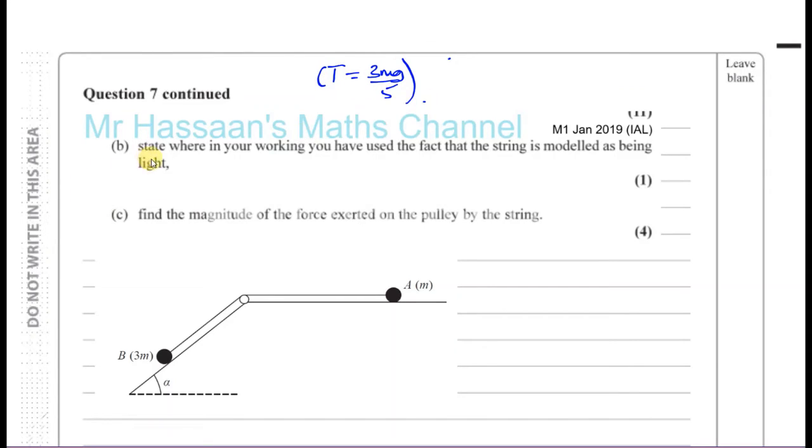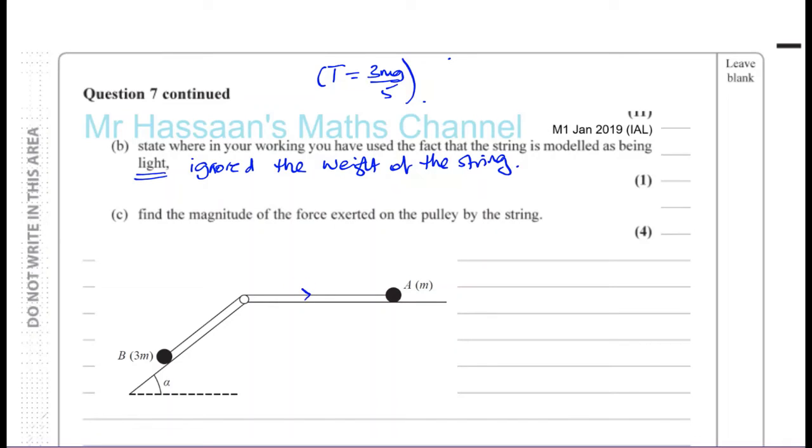Okay, so part B says, state where in your working you have used the fact that the string is modeled as being light. Basically what we did is we ignored the weight of the string. We didn't take the weight of the string into account. That's fine for the answer. It's a 1-mark question. Okay, part C, find the magnitude of the force exerted on the pulley by the string.